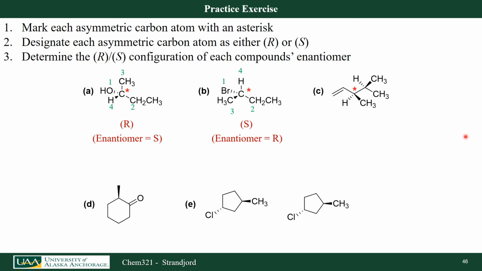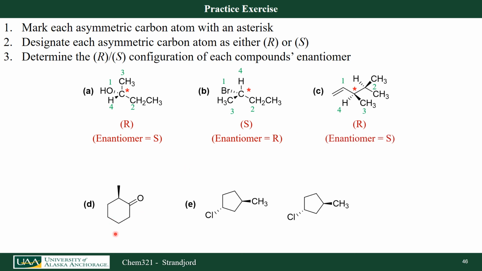So if I look at this one, I do have my hydrogen sticking to the back, so that's good. Let's assign priority. Put on my ghost atoms. 2, 3, 4. So if I go 1 to 2 to 3, that's going to be clockwise. So this one is going to be R. The enantiomer is going to be S.